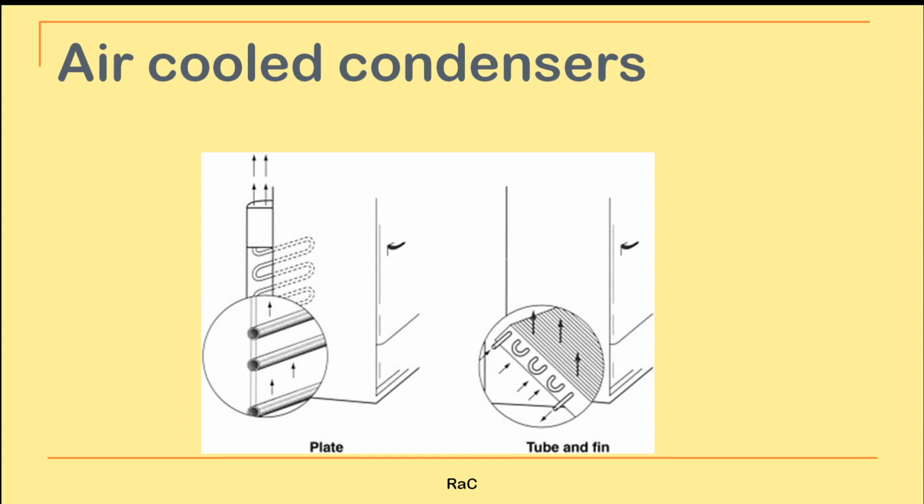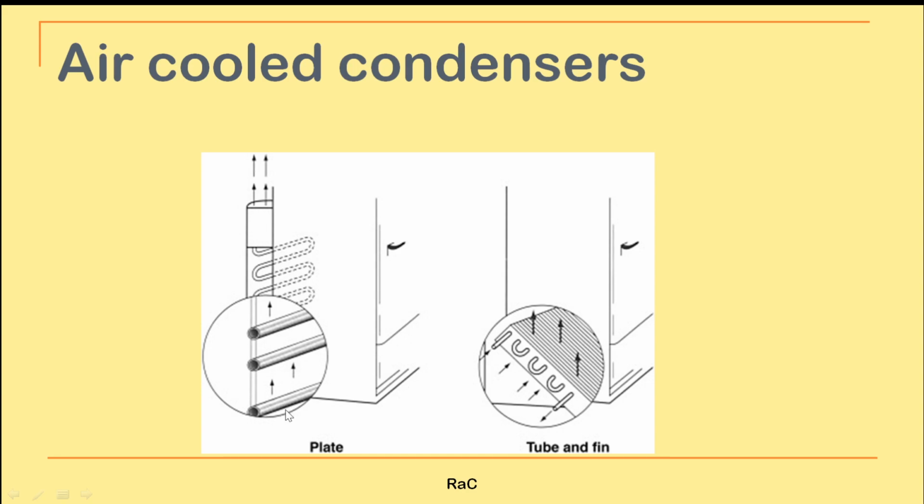Now coming to the air cooled condensers, you can see there is no secondary liquid required. Rather, the cool air passing over the condenser tubes is used to condense the refrigerant. So you can see the condenser tubes are mounted on a plate. Air will be flowing over the tubes.